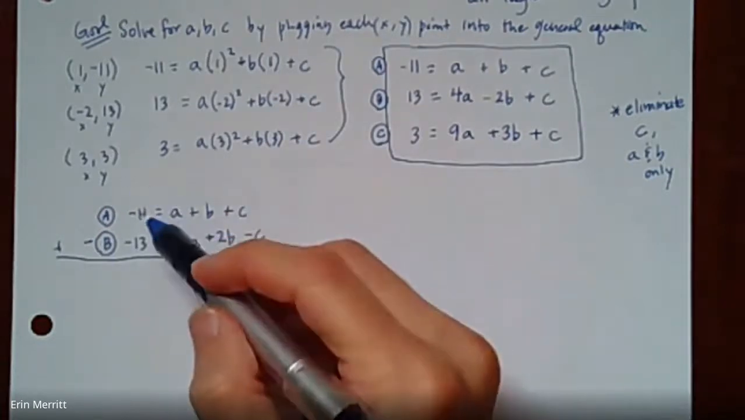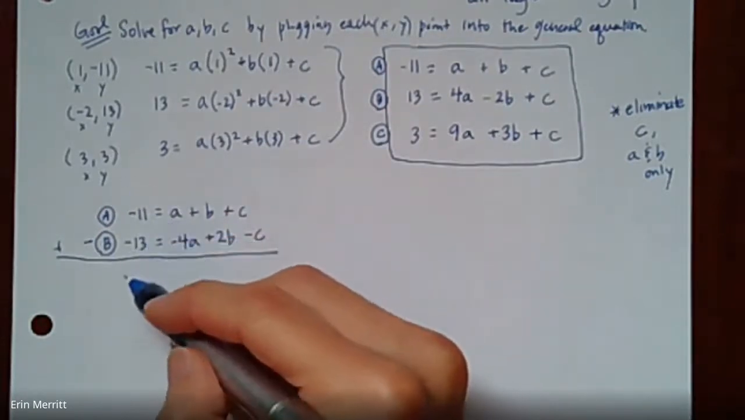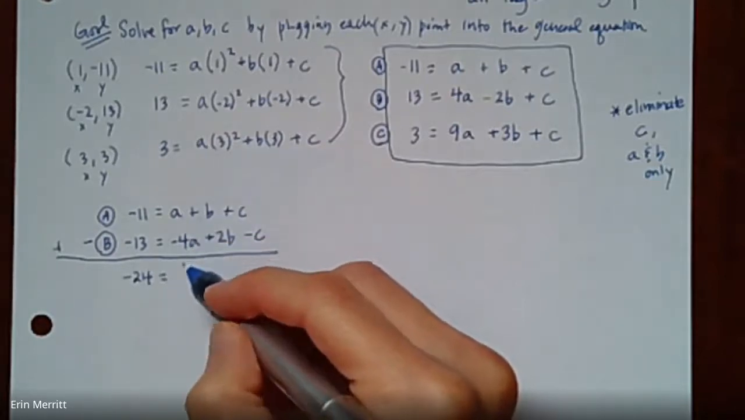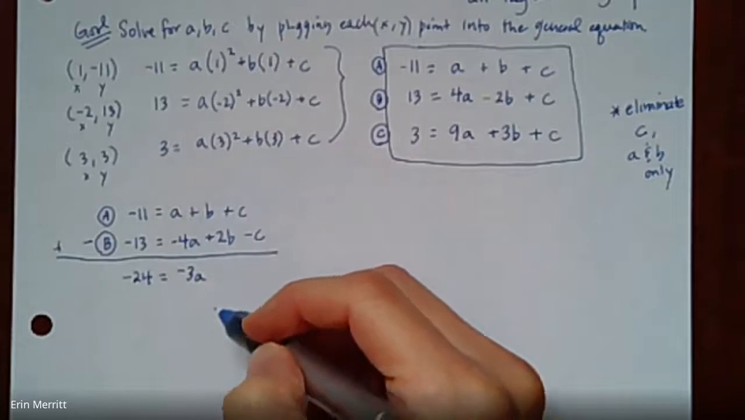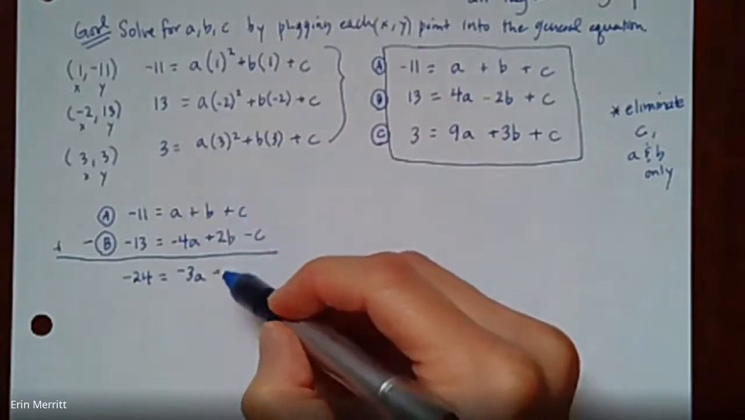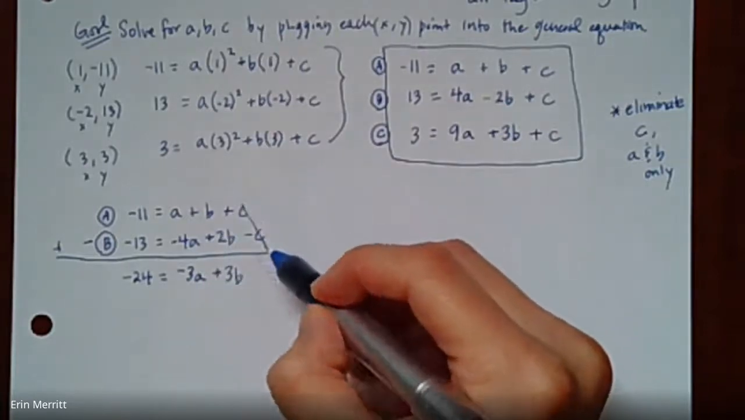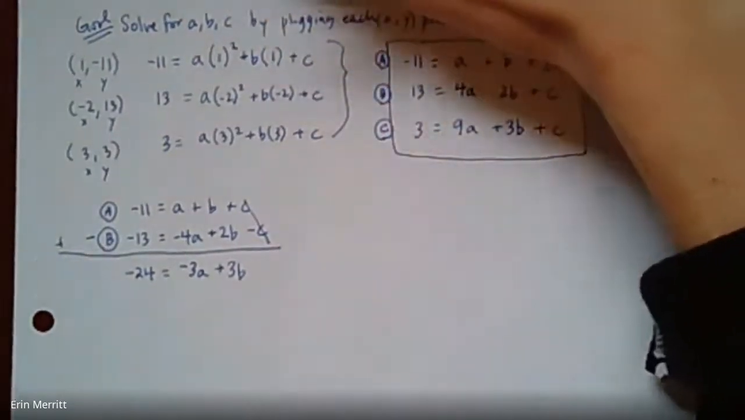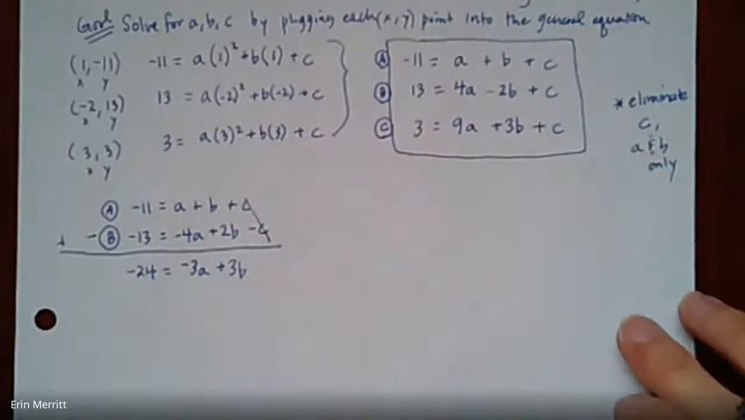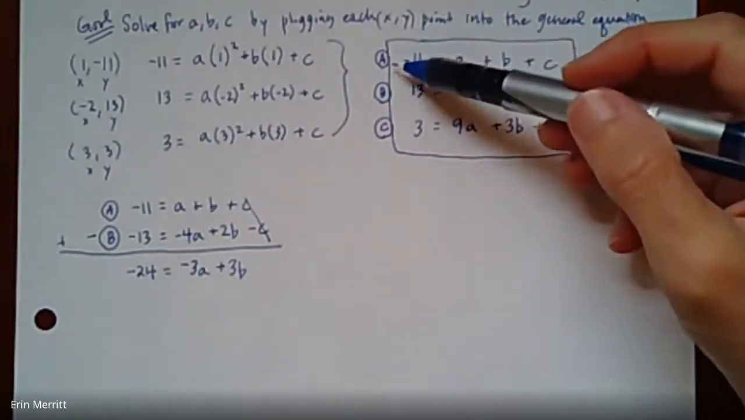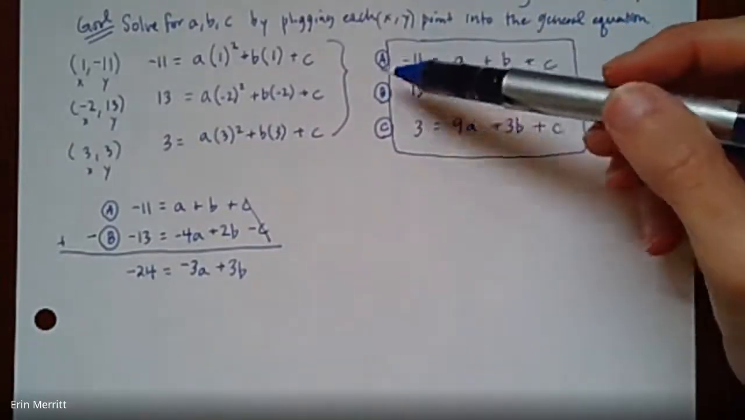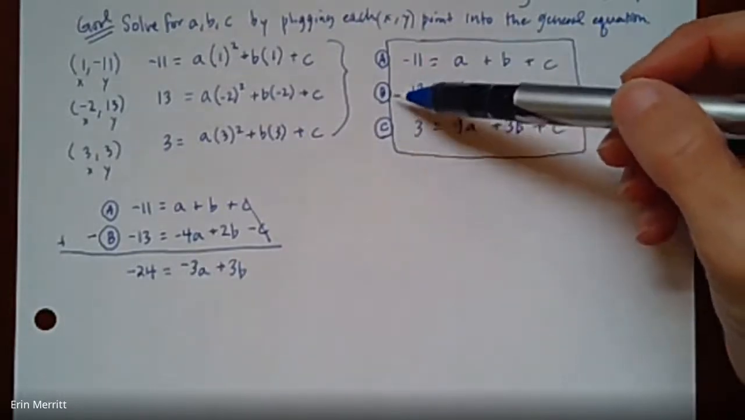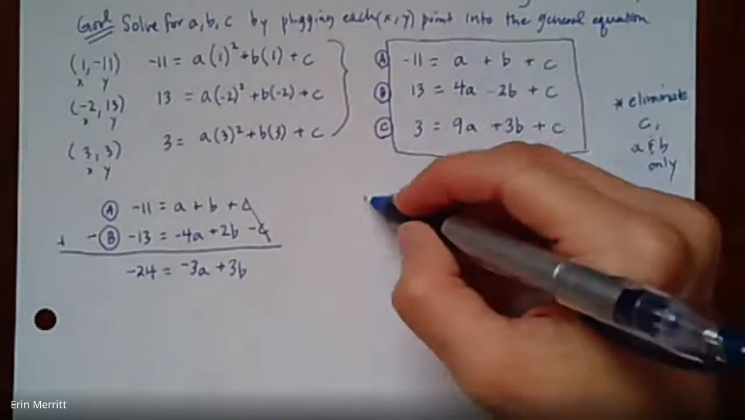All right, negative 11 and negative 13, that's going to give us negative 24. A minus 4A would give me negative 3A. B plus 2B is going to give me 3B. And then my C's eliminate, which is exactly what we wanted. All right, let's repeat that process one more time. Because we already combined equations A and B, you can now do A and C, or you could do B and C. It doesn't really matter. I'm going to choose to do B and C here.